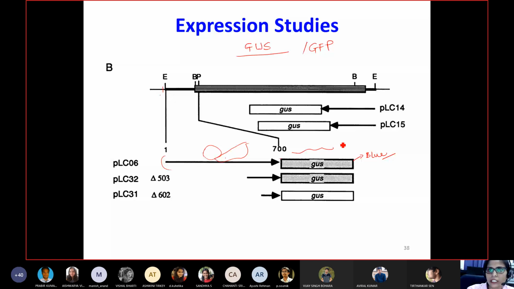So slowly they started deleting the promoter sequence, because from 700 base pair, if they deleted around 200 base pair here, they were still able to find that GUS was produced. That means your promoter sequence should still be within this region. So if you delete up to here, more than about 110 base pair, then the activity was gone. So here you do not have any blue color. White color signifies that you have lost your promoter sequences.